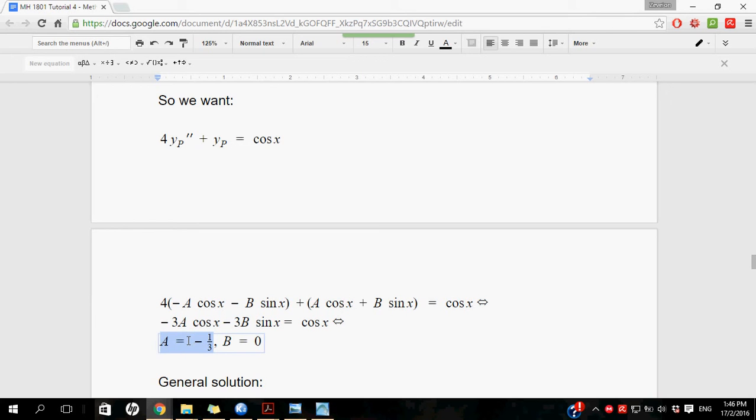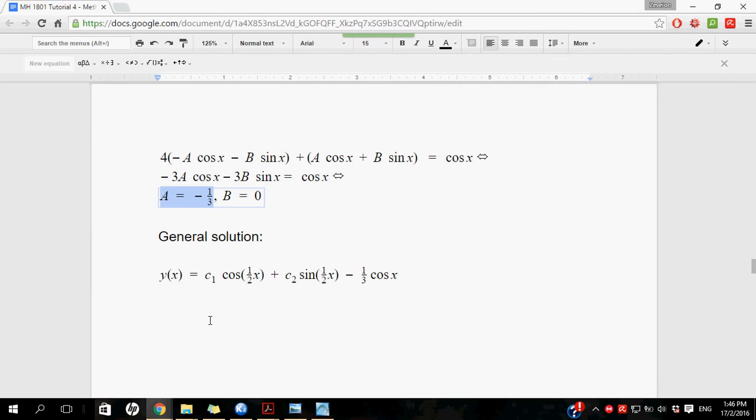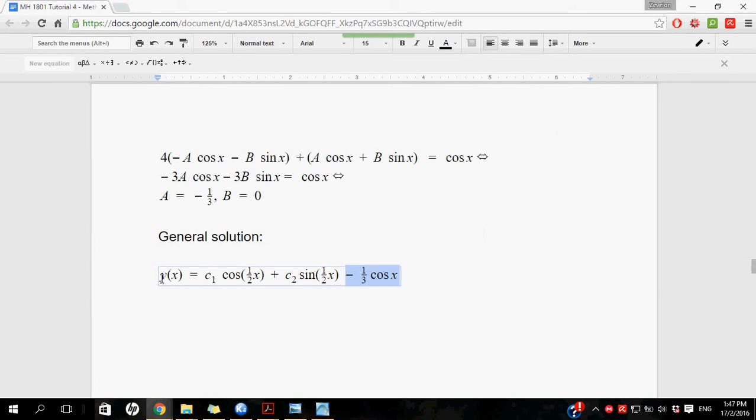From this we realize that we have a particular solution, yp, and hence the general solution is yc, as we calculated above, and we add to it yp, the particular solution, minus 1/3 times cosine x, seeing that b equals 0, so certainly the sine term here does vanish. This is the general solution for our differential equation, and we have solved this question.